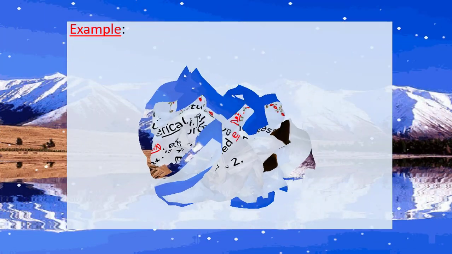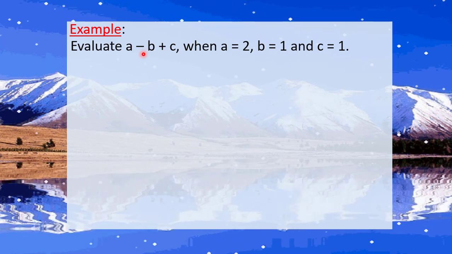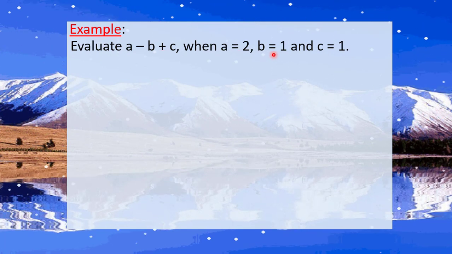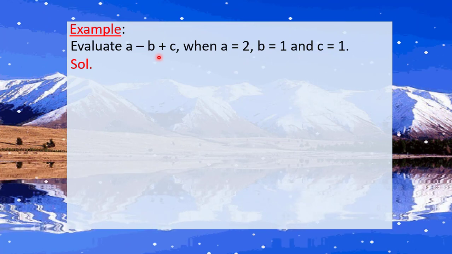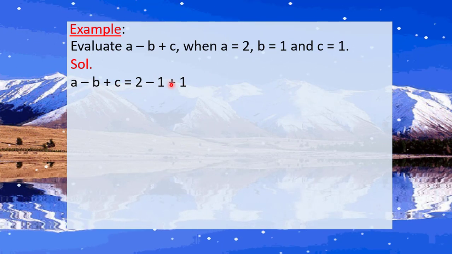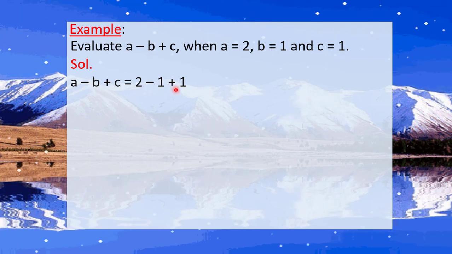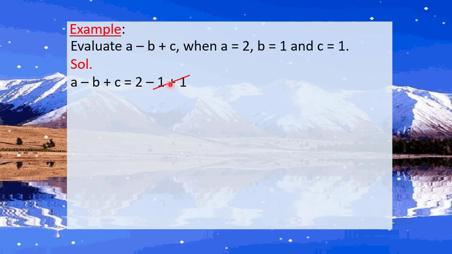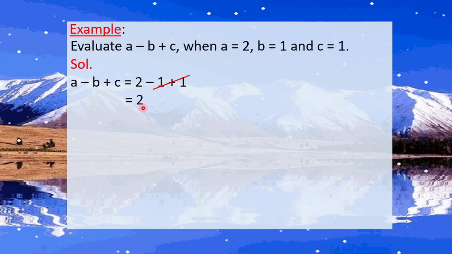Let's take another example in which we have to evaluate the expression a minus b plus c when a is equal to 2, b is equal to 1 and c is equal to 1. In solution, to evaluate this expression, substitute 2 for a, 1 for b and 1 for c and write the signs as it is between the variables and then simplify. Now you can see that minus 1 and plus 1 will cancel out as we are subtracting the same number with opposite signs and we are left with 2. So this is the answer.